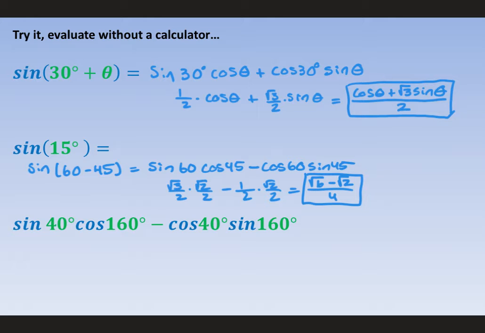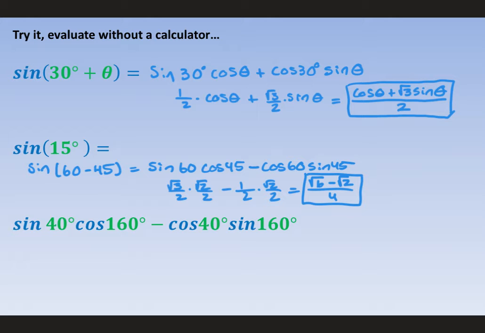One other problem you might see is going back the opposite direction, contracting it down. So this, for example, says the sine of 40, I don't know how to evaluate that. Cosine of 160, I don't know how to evaluate that. Minus cosine of 40, sine of 60. None of those are ones we know how to do by hand or have memorized. So what we can do is try and contract it back down.